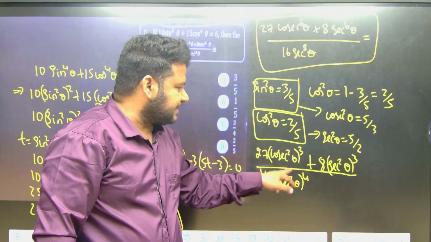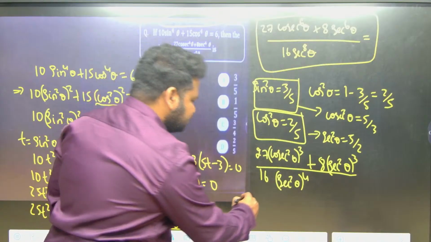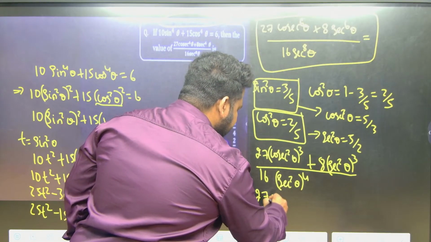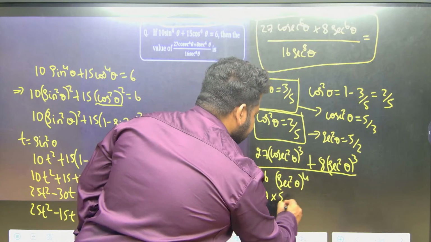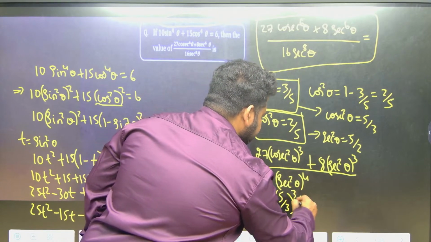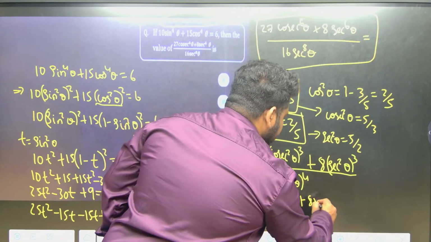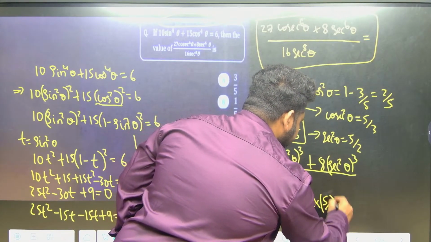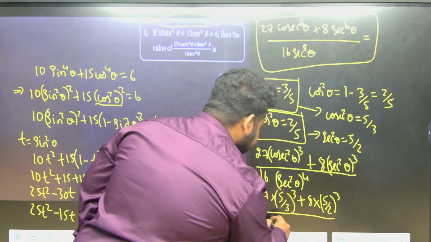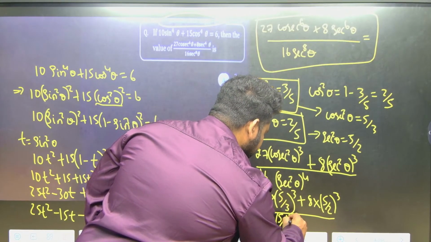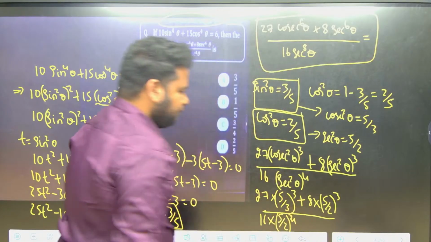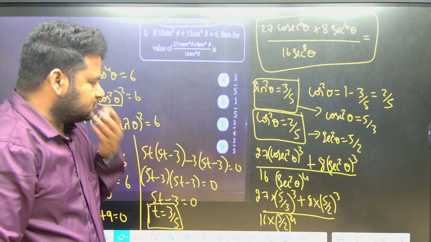Secant square theta is what? Again 5 by 2. Just substitute the values. So 27 into what we are having? Secant square theta or cosecant square theta is what? 5 by 3 whole cube. This is 8 into 5 by 2 whole cube divided by, what is this we are having? 16 into 5 by 2 whole power 4, not whole cube, this is whole power 4. Please be careful. Okay, so this is what we got.